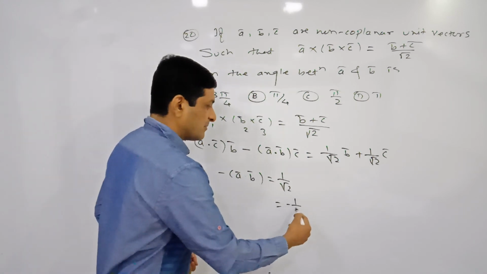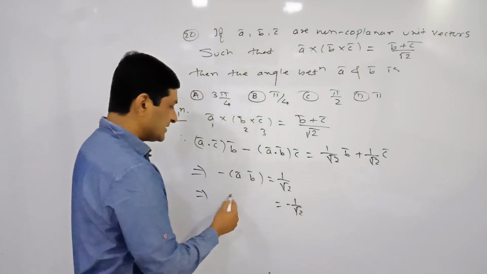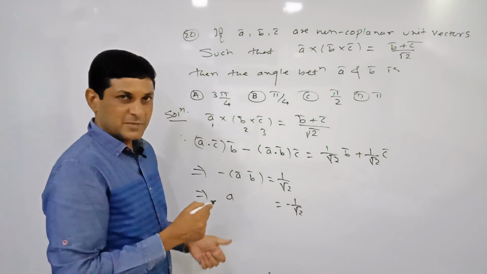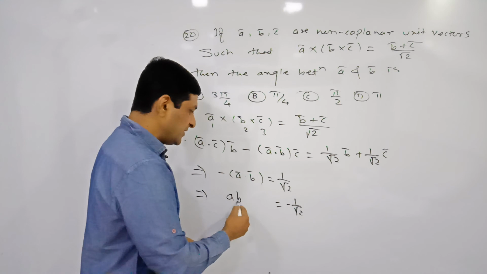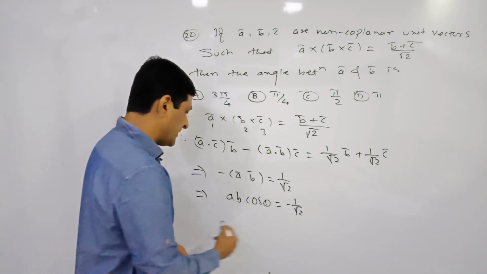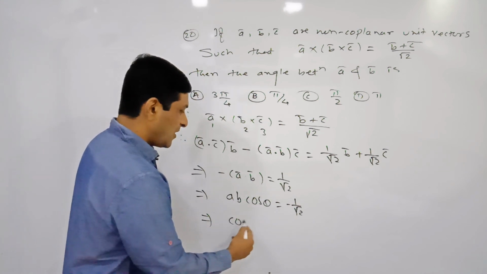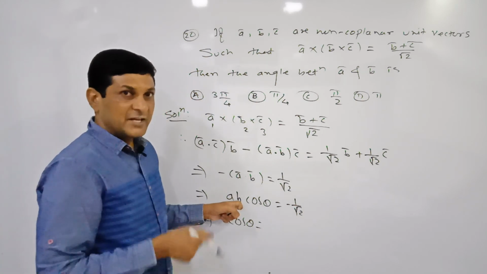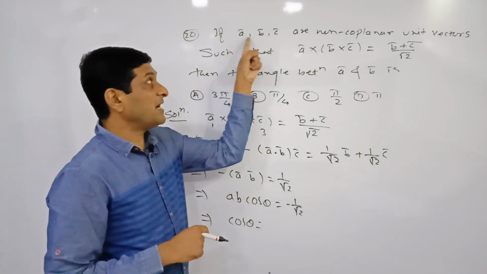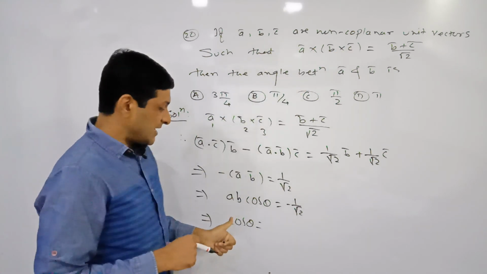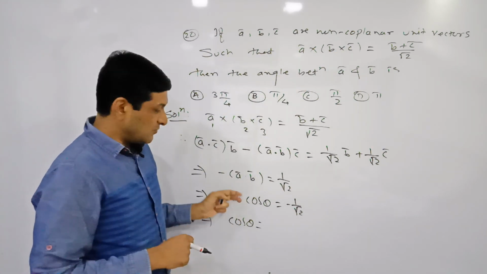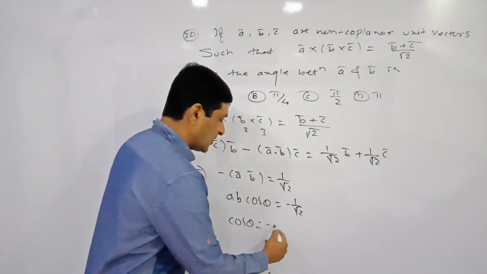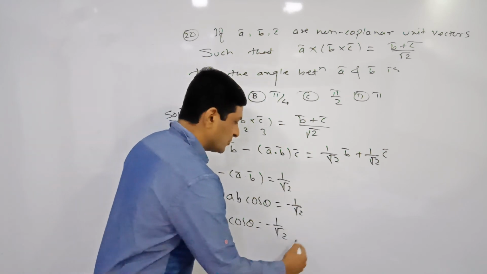Which implies that, taking minus on this side, we'll get minus 1 by root 2, and on this side, according to the definition of dot product, a bar dot b bar will be a b cos theta. So cos theta is equal to what? a and b are the magnitudes of a bar and b bar, but a bar and b bar are unit vectors, so their magnitude is 1. So 1 into cos theta is cos theta. On this side, minus 1 by root 2, keep it as it is.